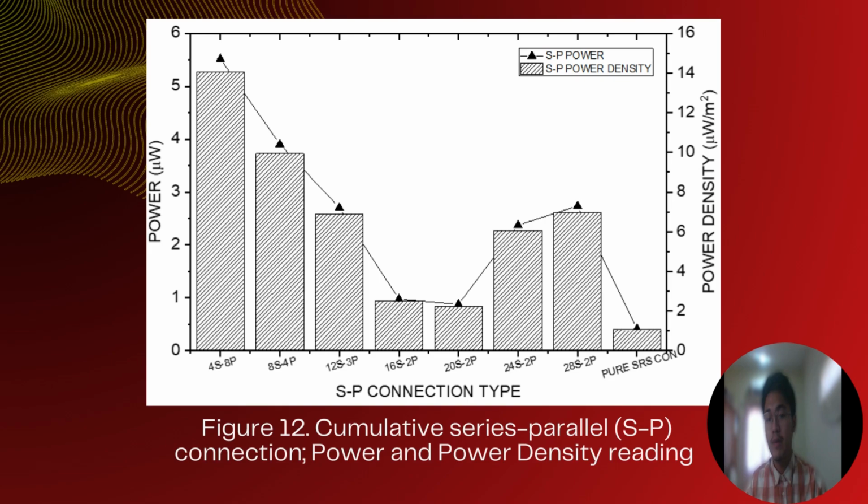Now for the power and power density of the series parallel hybrid connection, it shows that the cumulative series parallel hybrid connection results in a decreasing value trend. This indicates that as the series connection increases and the connected group in parallel decreases, it produces a lower power generation and power density of hybrid connection. These results indicate that the most efficient connection has fewer MFCs connected in series, producing a more significant number of cell groups to be connected in parallel.